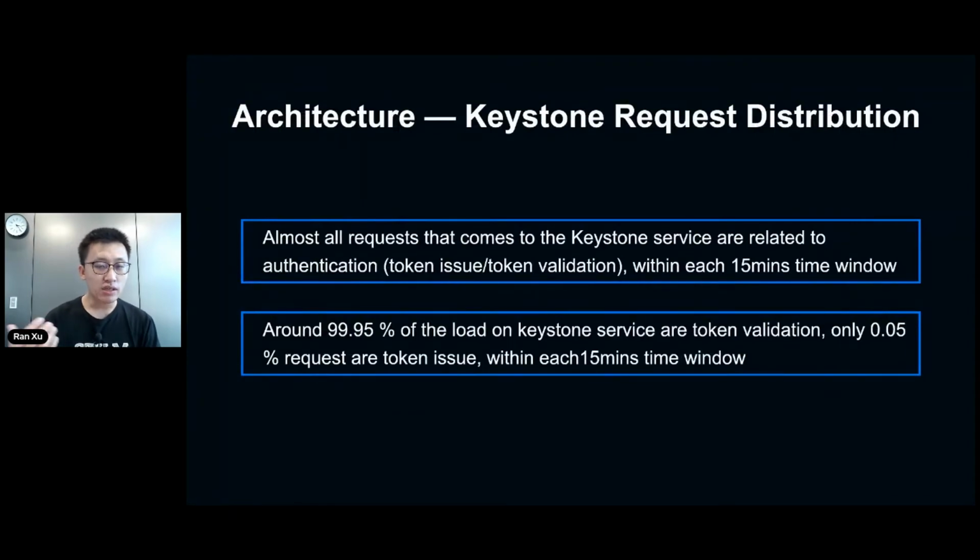When we checked the request distribution of the Keystone service, we got two observations. The first one is that almost all requests that come to the Keystone service within the 15 minute time window are related to authentication. Authentication, in this context, includes two parts: token issue and token validation. Around 99.95% of the load on the Keystone service is token validation, and only 0.05% of requests are token issue.